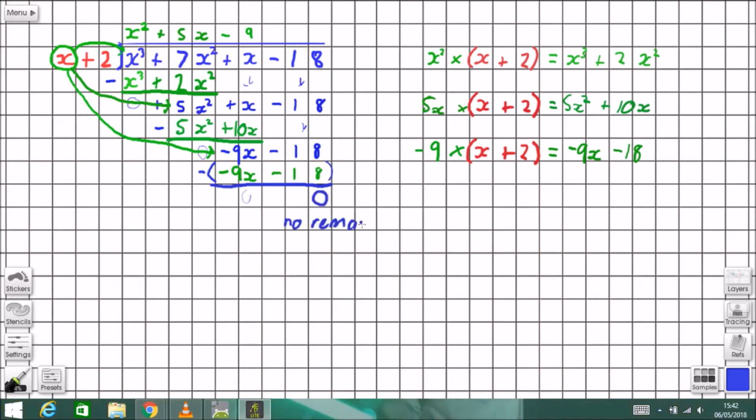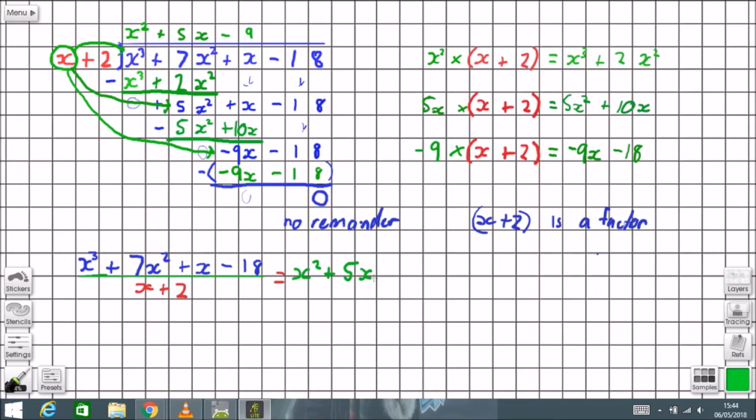In fact, we have no remainder, and that's because the x plus 2 term in this case was designed to be a factor, and you could have checked it using the factor theorem at the beginning. x plus 2 is a factor of our blue polynomial, hence no remainder. So x cubed plus 7x squared plus x minus 18 divided by our polynomial term x plus 2 gives us the answer x squared plus 5x minus 9.